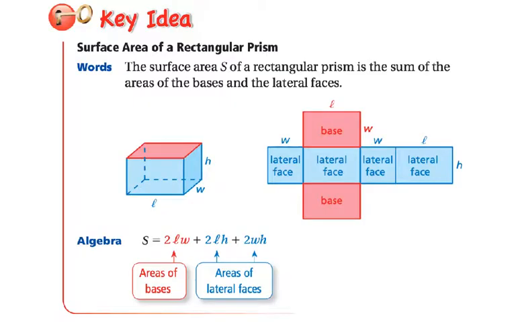So our first key idea revolves around the surface area of specifically what we call a rectangular prism. It's often what we picture when we think about prisms. We're going to clarify what a prism really is shortly. So when we talk about the surface area of a prism, this says the surface area, which we'll call S, of a rectangular prism is the sum, meaning we're going to add, the sum of the areas of the bases, which we'll need to define, and then the things called the lateral faces.